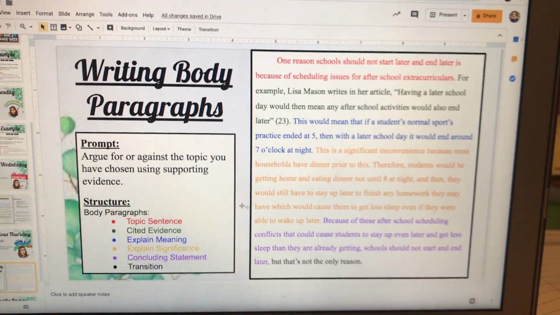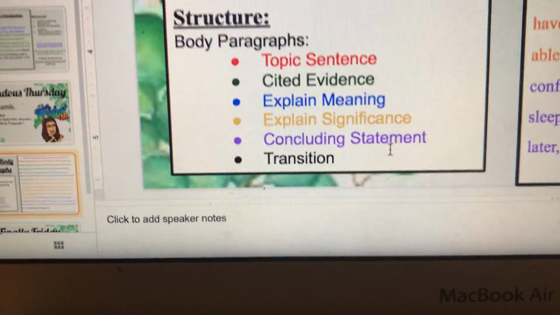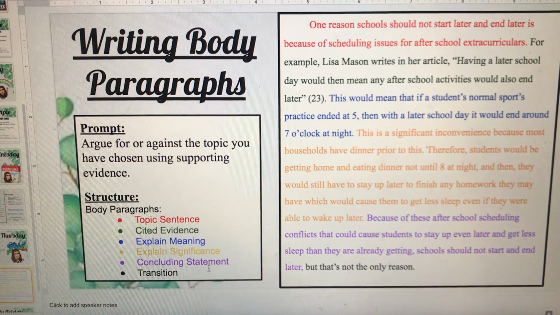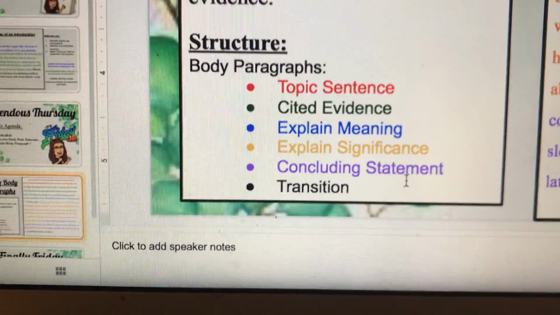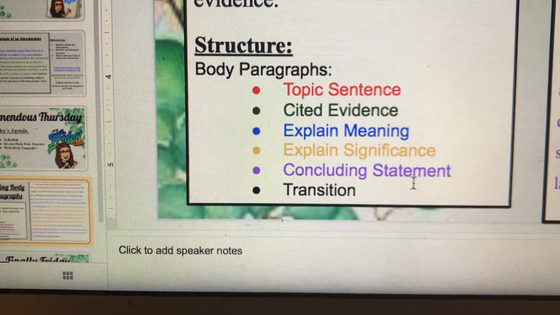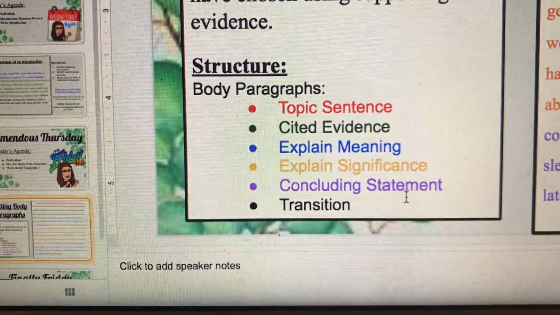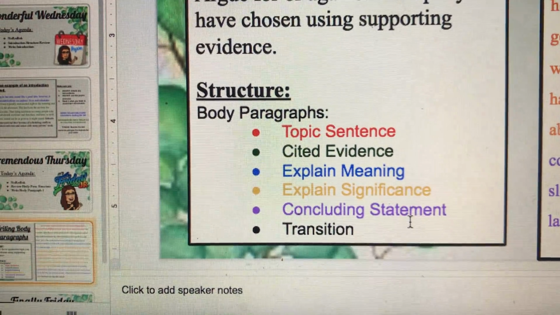First thing is first. Remember the body paragraph structure. It's color-coded here to match what's typed over here. That way you know exactly what you're looking at. We have the topic sentence. That should tell us what the body paragraph is about. You have your cited evidence. That is the evidence on your research note cards that you found online.